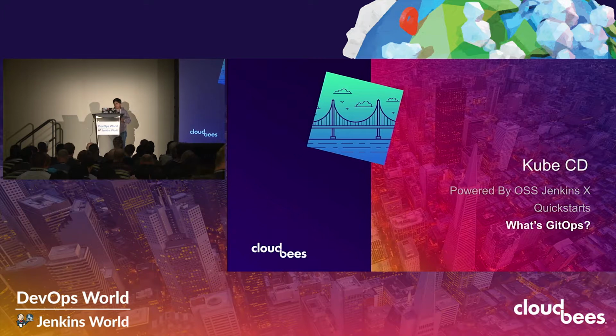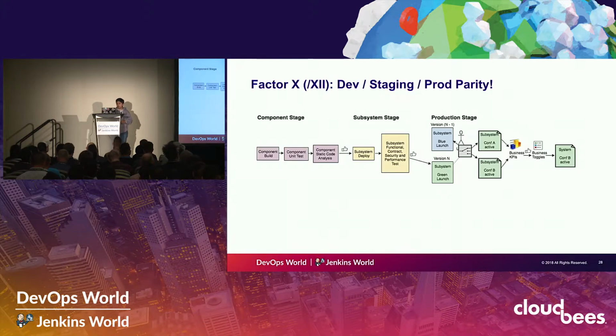Powered by open source Jenkins X, quick starts, we kind of look at this. Now comes my favorite, and we are doing okay on time. What is GitOps, right? And first, take like 30 seconds to think about the 10th factor in those 12 factors. And we all kind of take it for granted, like dev, staging and production have to be identical. There has to be parity. But we know that, yet somehow, for some reason, it doesn't happen.